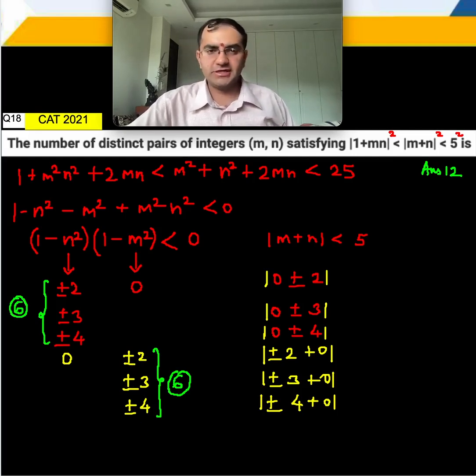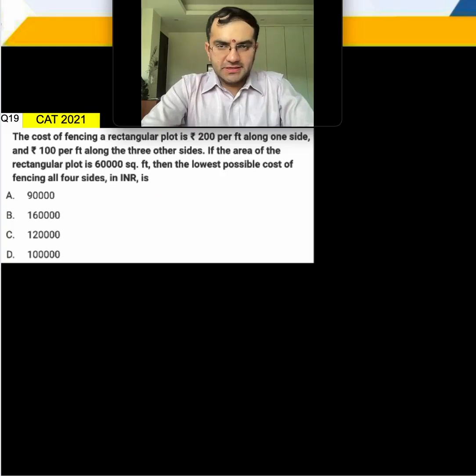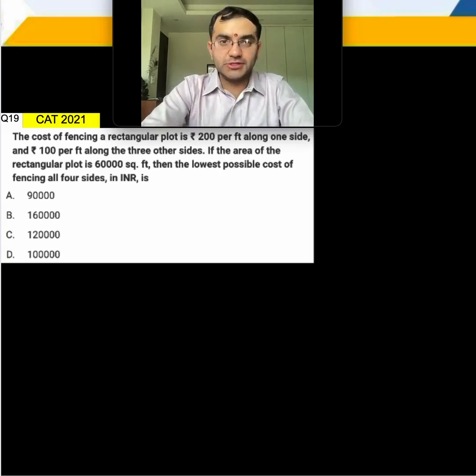Very, very challenging and tough question. And that was question number 18. This is a tough question. It is a geometry question, but it also involves inequalities actually, secretly. Cost of fencing is 200 rupees per foot for one side, 100 per foot for the other sides. Area of rectangular plot is 60,000.